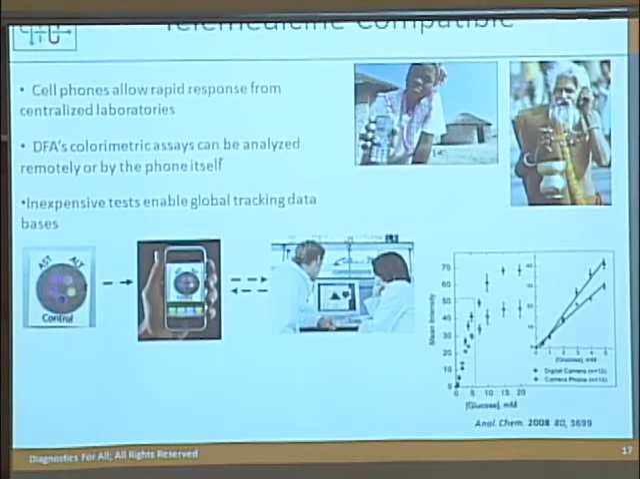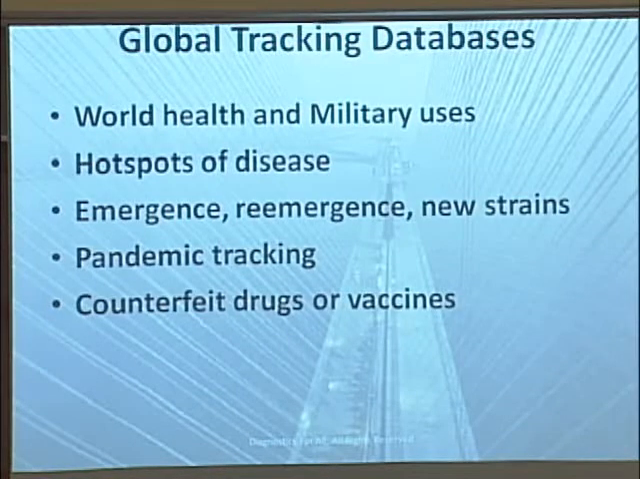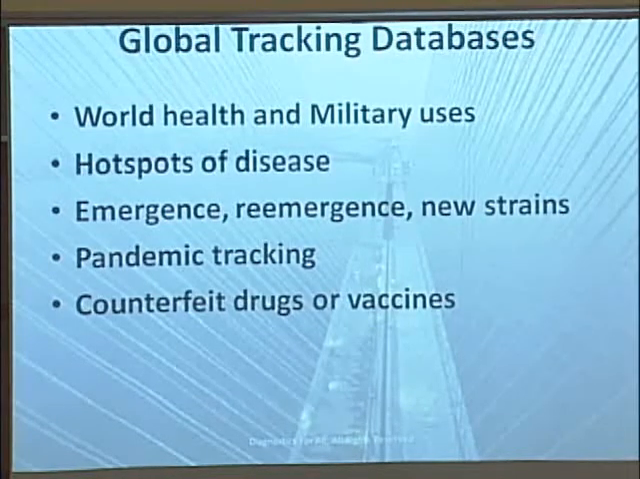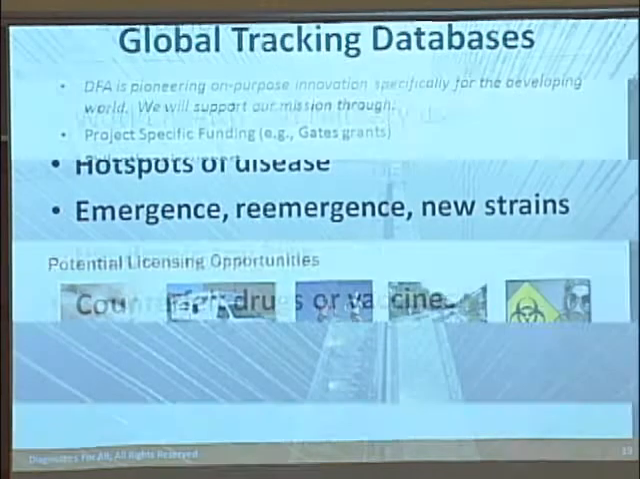But importantly, you get a quantitative patient record with a GPS stamp and a date stamp. And I think this allows you to do more than just get a permanent patient record. You can now begin to do global tracking of health and disease. I think this will be extremely important for world health and for military uses. We can determine hotspots of disease. And as we're successful, as we are in biopharma, as we come up with new vaccines, new drugs, new treatments, we can begin to watch the character and spread of a disease change. We can look at emergence, re-emergence of new strains, track pandemics, and perhaps even identify hot spots of counterfeit drugs.